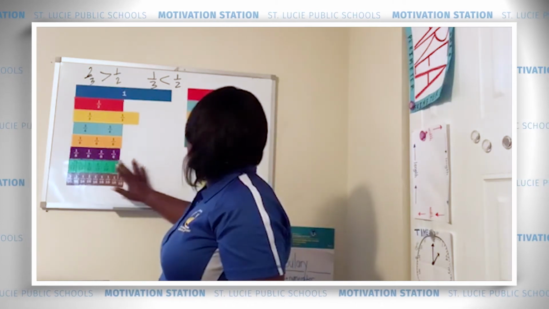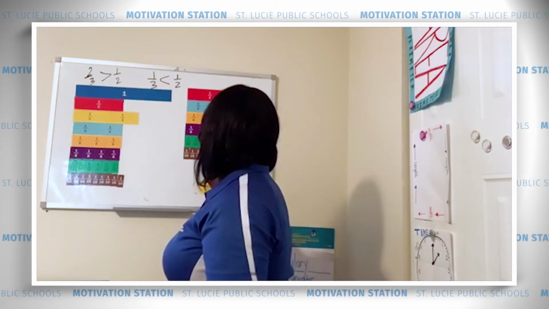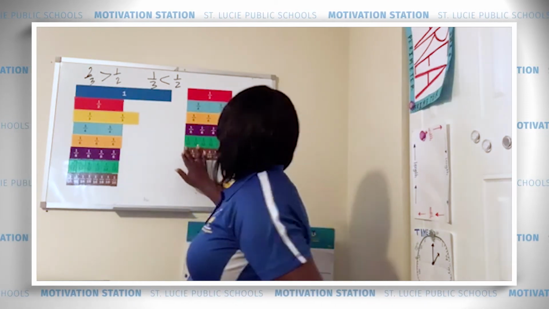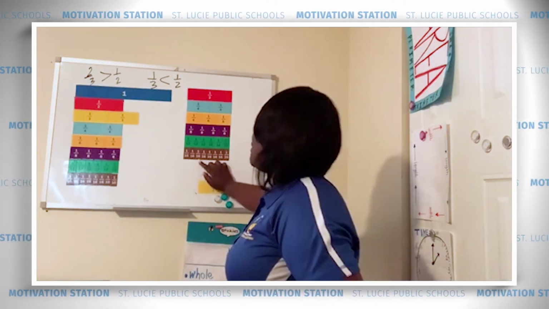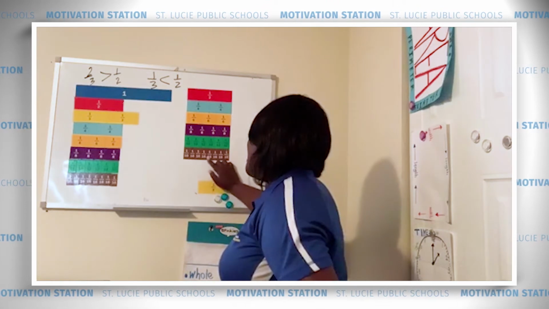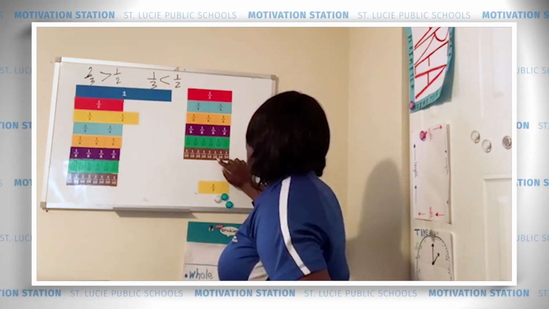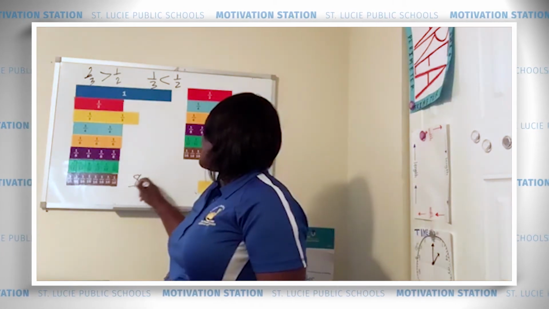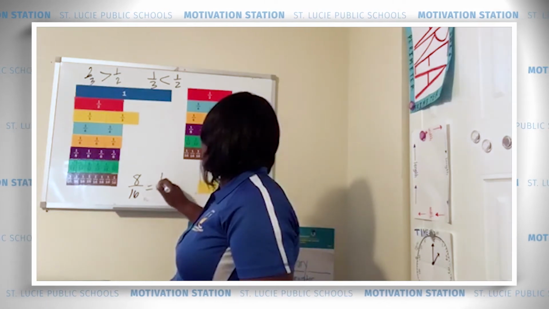Let's take a look at the 16ths. Do you remember how many 16ths I need to make half to match the size of a half train? Let's count them. 1 16th, 2 16ths, 3 16ths, 4 16ths, 5 16ths, 6 16ths, 7 16ths, 8 16ths. 8 16ths is equivalent to half.